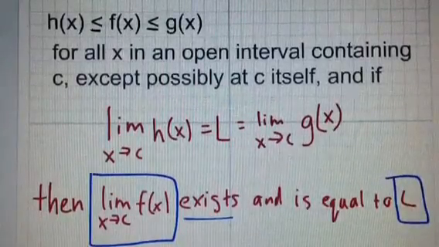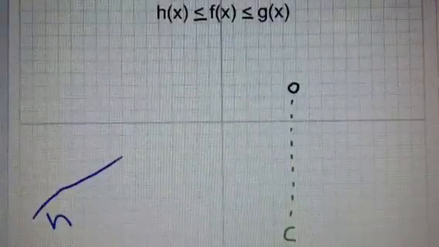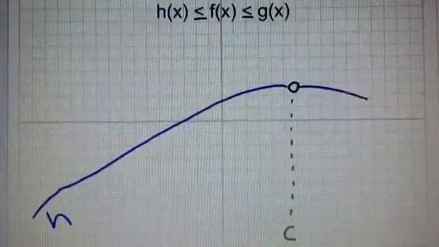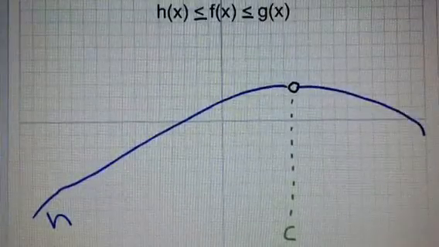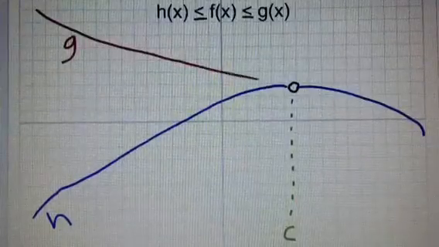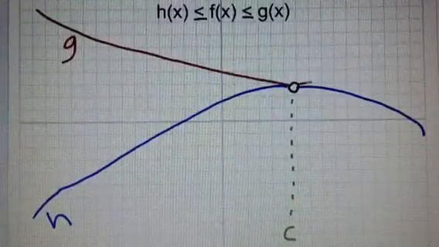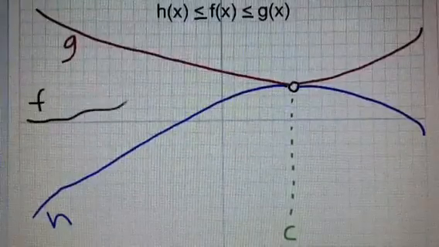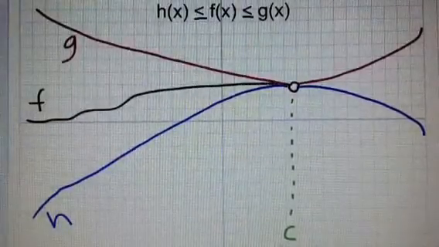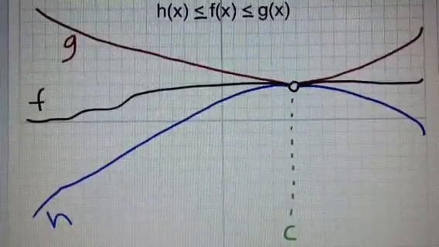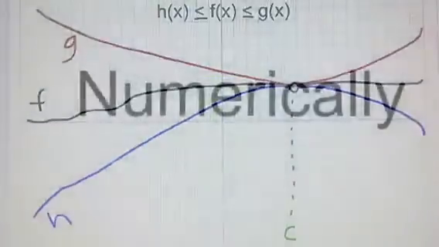We can see this graphically. We can see h of x approaching c. And we can see g of x also approaching c. And since f of x is in between the two functions, then we know that the limit of f of x exists, according to the squeeze theorem. Also take notice that all of the functions approach c, and not that they necessarily have to equal c.